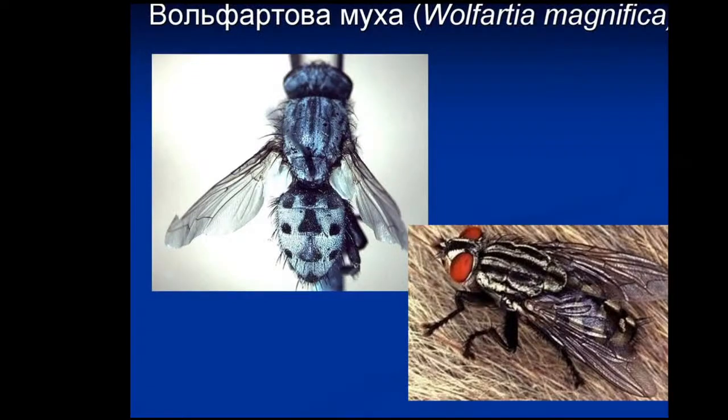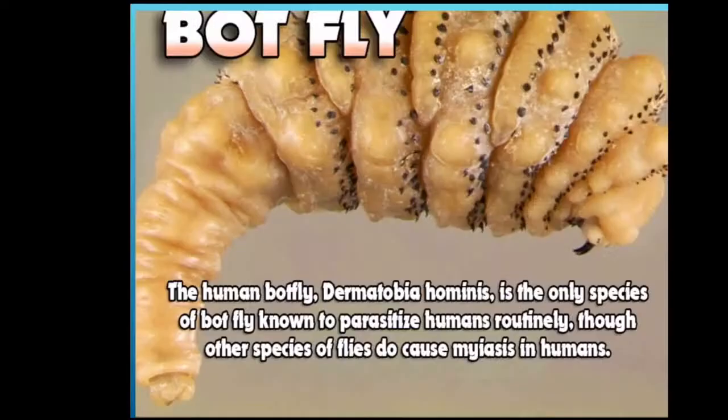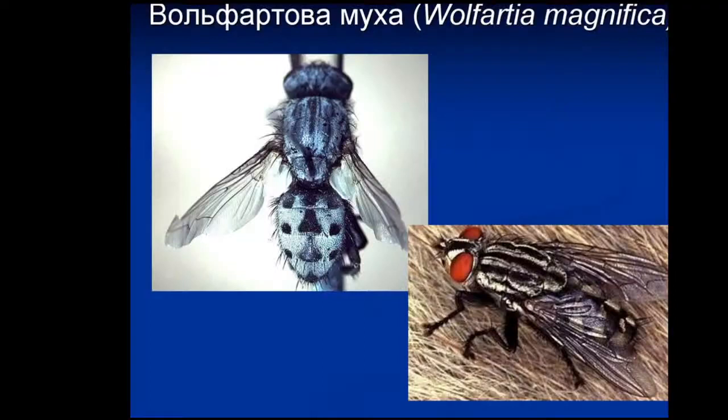The first fly which can cause myiasis is Wohlfahrtia magnifica. This is a fly which mostly lives in tropical and subtropical regions of South America, Asia, and Africa. This Wohlfahrtia magnifica lays eggs into the skin of warm-blooded animals.